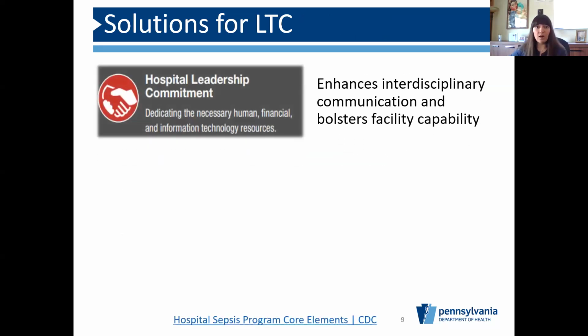So breaking down hospital leadership commitment. What does that look like? The CDC defines this as dedicating the necessary human, financial, and information technology resources to the facility. Again, this can absolutely be done in long-term care, and to help address the challenges that we've discussed, this could be a really great way to enhance interdisciplinary communication and even bolster facility capability.